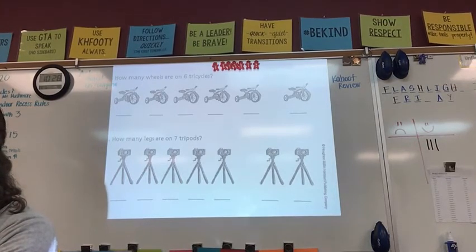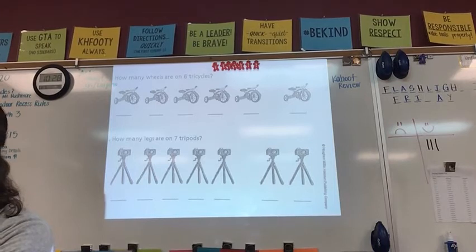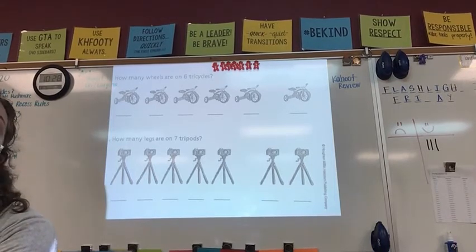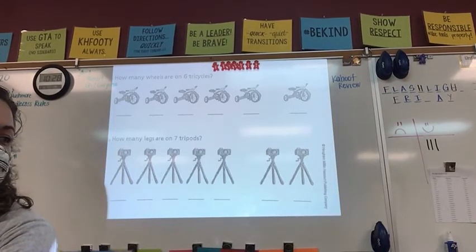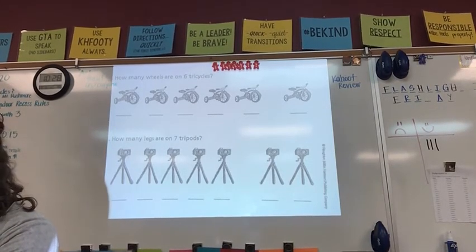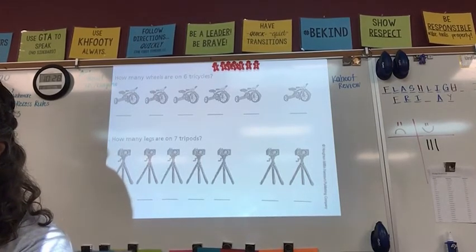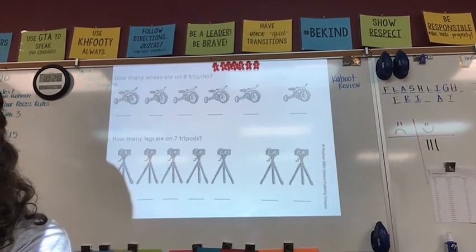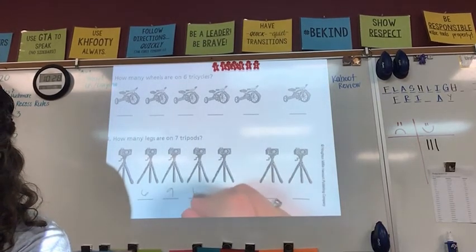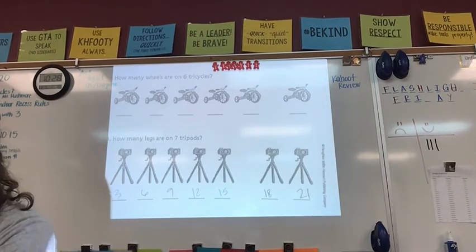3, 6, 9, 12, 15, 18, 21, 24, 27, 30, and we're done. So see if you can sing it again, and I'll write it down. Ready? 1, 2, ready, go. 3, 6, 9, 12, 15, 18, 21. Woo! And we're gonna stop.